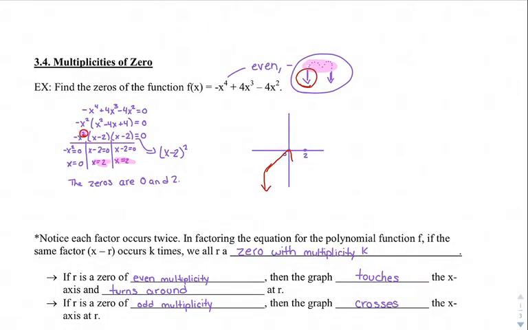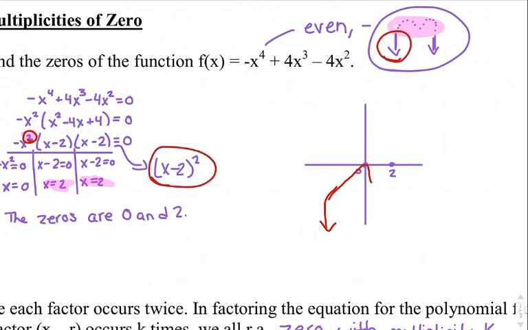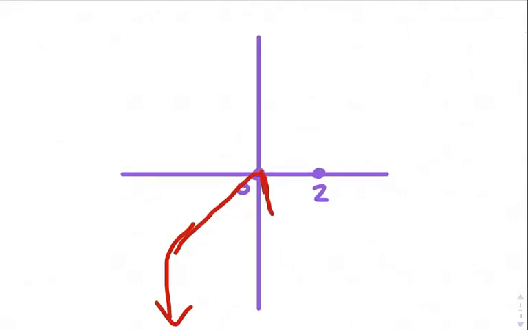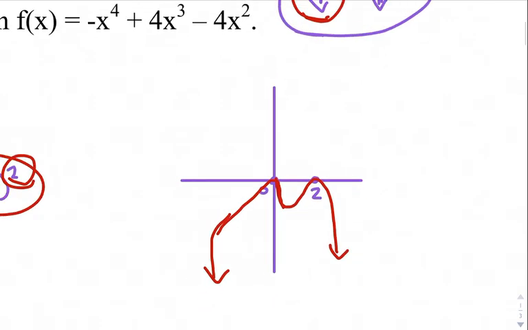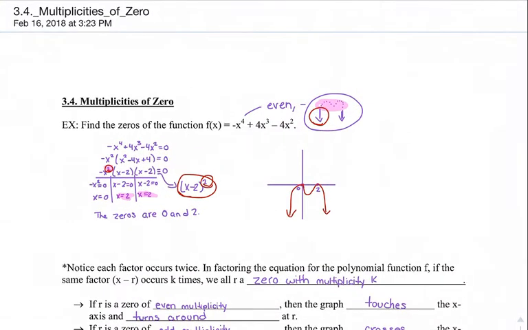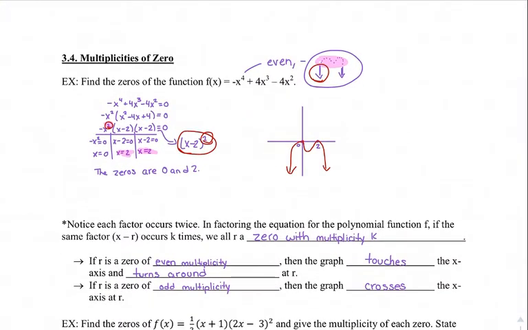Now if I look again, I said you could rewrite x minus 2 squared as x minus 2 times x minus 2 like this. Since this has a multiplicity of 2, it's also going to touch the x-axis and turn around. So this is what my graph would look like. I know the end behavior both go down, and then it touches the x-axis and turns around.